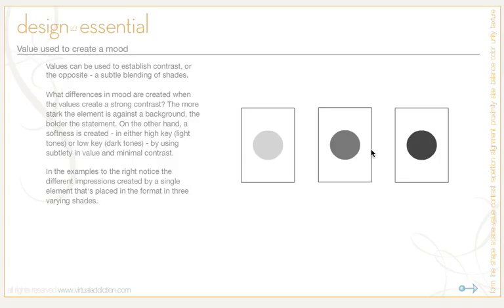In the examples to the right, notice the difference in the impressions created by just a single element that's placed in the format in 3 varying shades. And you can see here's full value black, and here are some varying degrees of black, which is basically gray. And you can see if you just look at these one by one, different moods are created by the amount of value by this simple circle that is placed in the rectangle. No other principle of structure has more power to create mood than value. With effective use of black and white and gray values, you can add power to change the mood of a design.